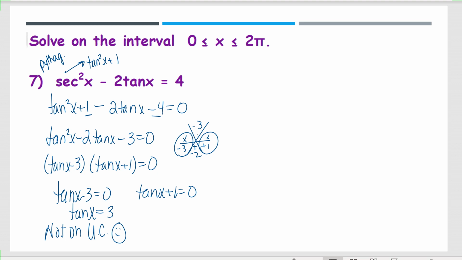The next factor, tangent of x plus 1 equals 0. When I isolate tangent, I want to know where does it equal negative 1. Tangent is negative in quadrants 2 and 4 at the pi over 4 radians, so that'll be 3 pi over 4 and 7 pi over 4. All right.